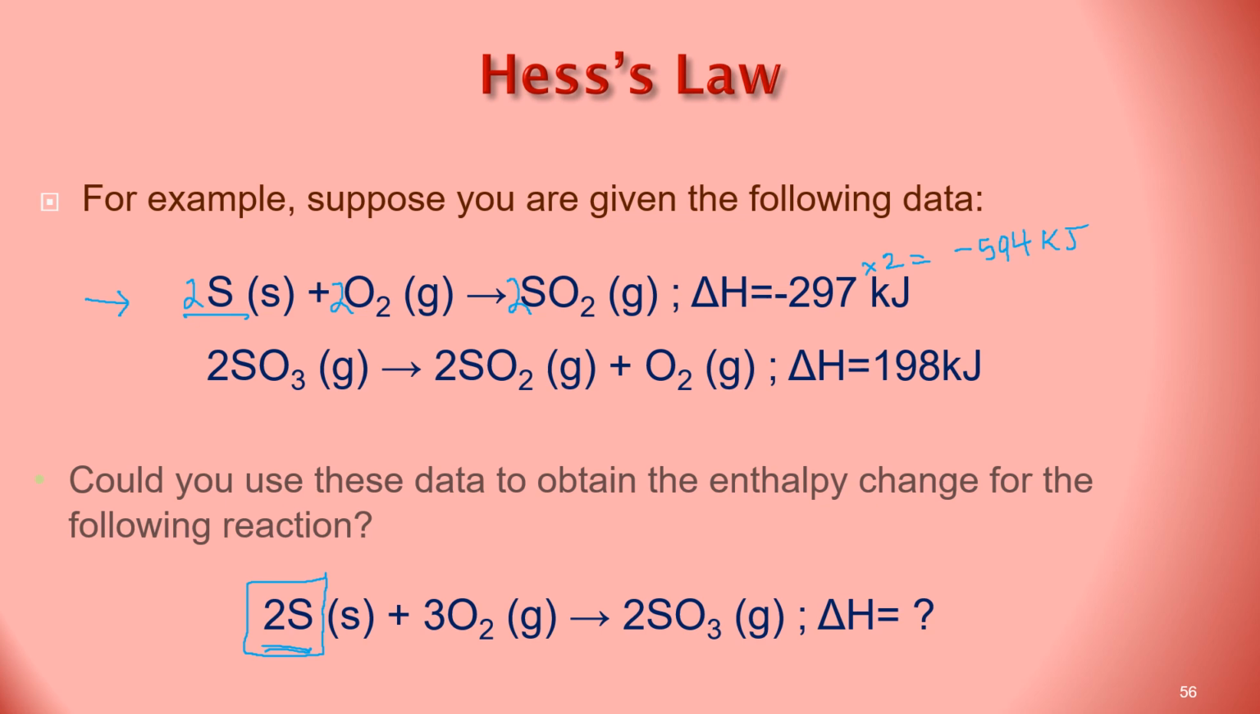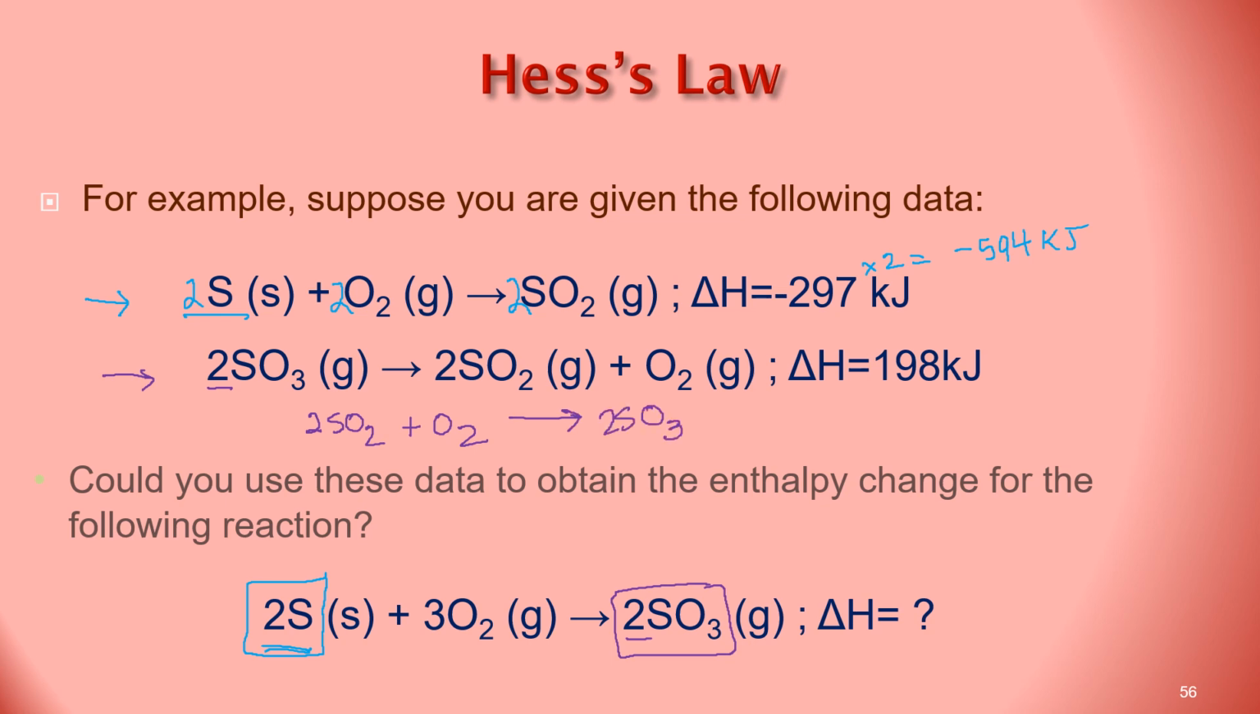All right, so now if I focus, let me change my color here. Now if I focus on, let's do purple, if I focus on 2SO3, I want that to be on the product side. All right, now I notice if I look at equation 2, SO3 is in that equation, and there's a 2 in front of it, which is what I'm looking for. However, notice that in this equation, it's on the reactant side. So what I want to do is I want to reverse it. So I'm going to write this backwards, 2SO2 plus O2 to give me 2SO3.